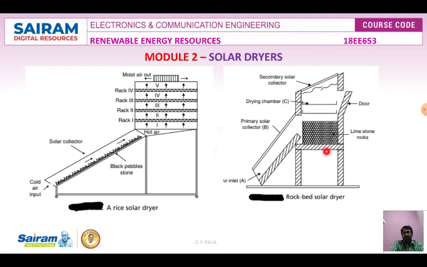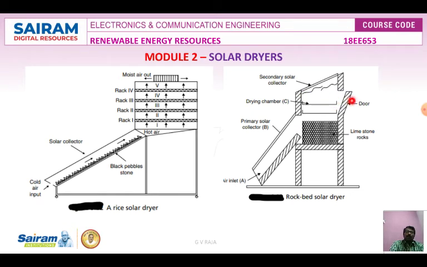Second method is a rock bed solar dryer. That means here rock stones are used, limestones are used. Air will be inlet here, and there is a solar collector. The collector collects the sun radiation and converts it into heat energy. That heat energy is applied to the air, and the air is passed through the stone. The stone becomes very hot, and the stone heat energy is convected through this chamber.